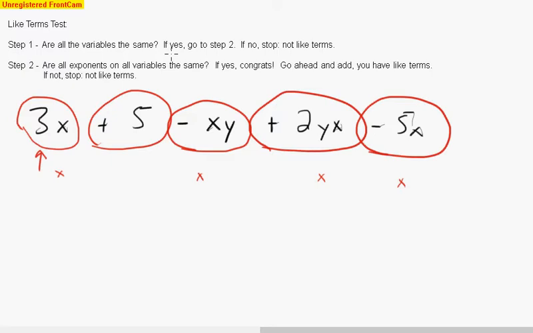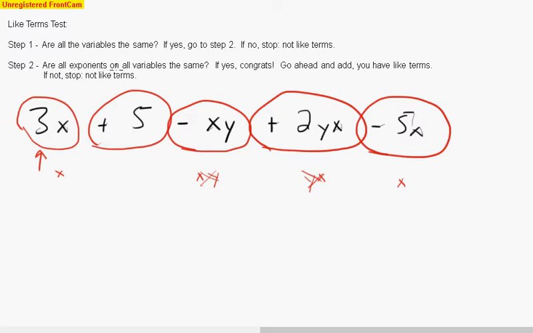So if they do have the same variables, we go back and it says, are all of the variables the same? Well, no. This has an x. This has actually an xy. This one has a yx. This one has an x. So really now these two are gone also. So the only possibility of a like term with 3x is negative 5x. But we don't know for certain yet. So we've got to go to step 2 to find out.